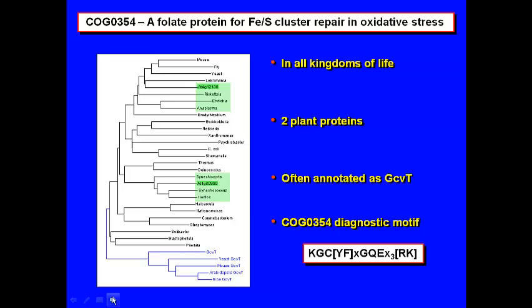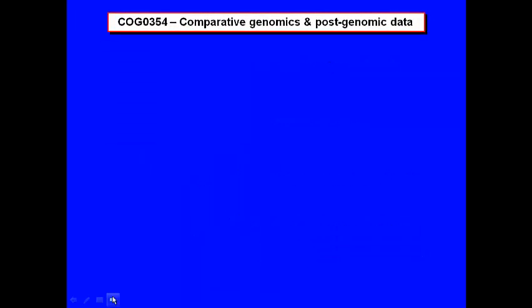Now let's go to what you can learn from comparative genomics. All you can really learn from BLAST is, yes, it's all over the place. It's an obviously very ancient protein. And no, it isn't GCVT because it doesn't phylogenetically group with it. But let's look at comparative genomics now. What can that tell you?